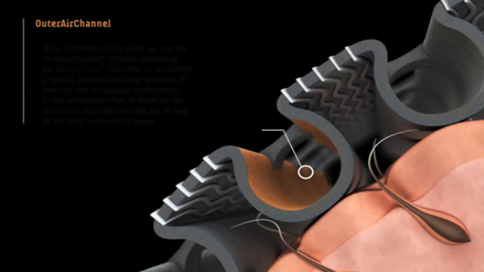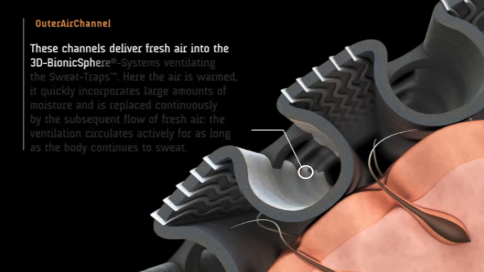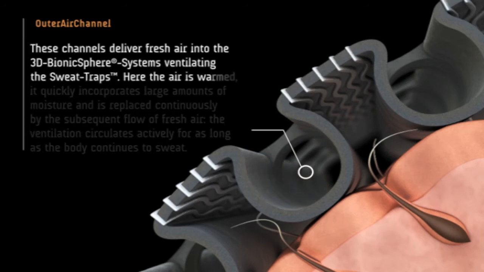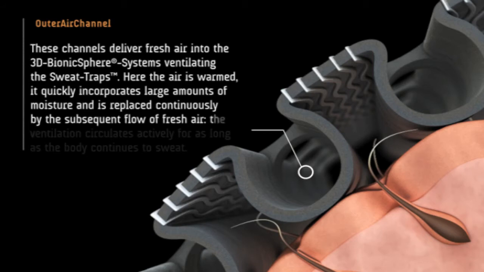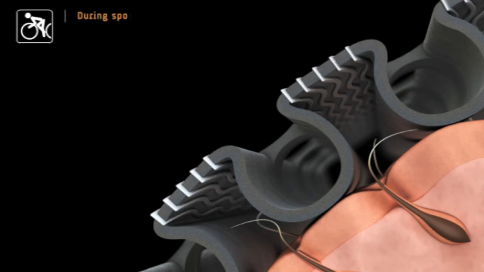Outer air channels. These channels deliver fresh air into the 3D-Bionic Sphere system, ventilating the sweat traps. Here the air is warmed, quickly incorporating large amounts of moisture, and is replaced continuously by the subsequent flow of fresh air. The ventilation circulates actively for as long as the body continues to sweat.